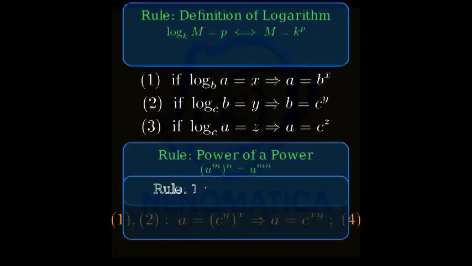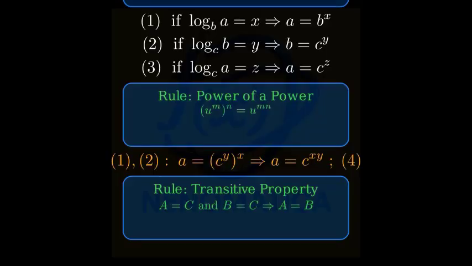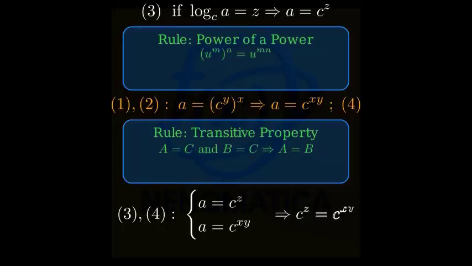Step 3. If two expressions both equal a, then those expressions are equal to each other. Using equations 3 and 4 we have a equals c to the z and a equals c to the xy, so c to the z equals c to the xy.